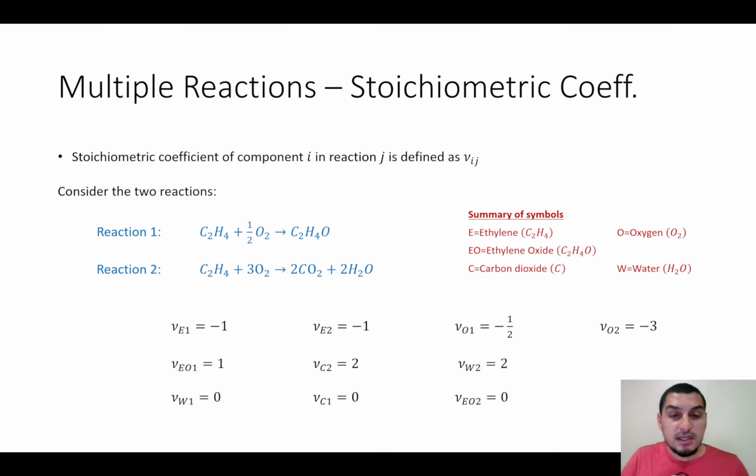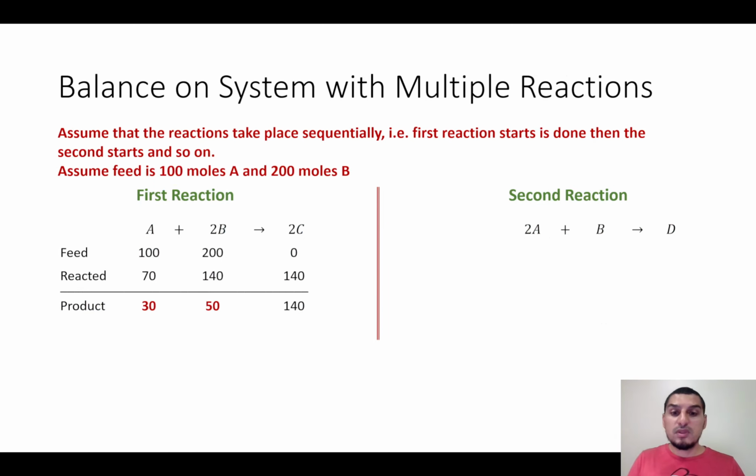Now let's see how we can deal with balances for systems that have multiple reactions. So what we will do here is assume that the reactions will take place sequentially. It's not simultaneously, it's sequentially. Sequentially means that one of them starts and ends, and then the second reaction starts afterward. Let's assume that we have the two reactions, A plus 2B go to 2C, and 2A plus B go to D, and that the feed to the reactor is 100 moles of A and 200 moles of B.